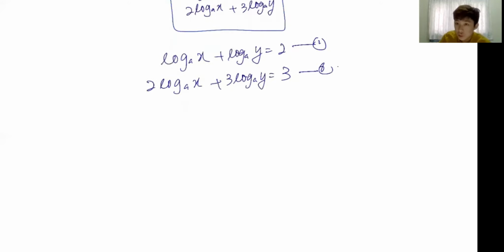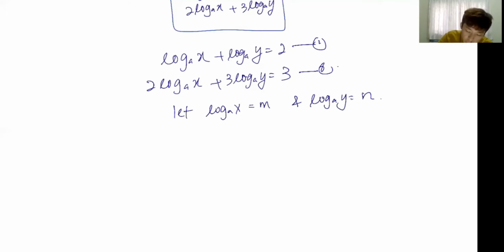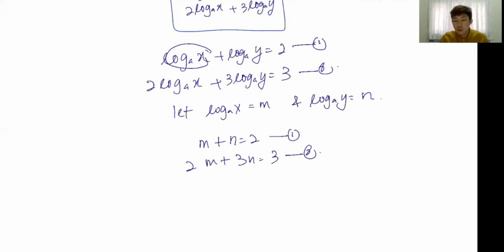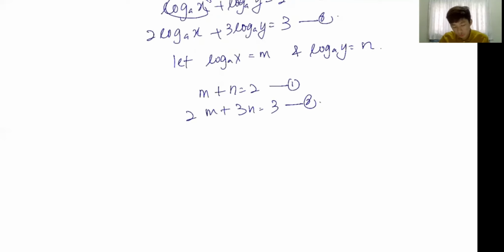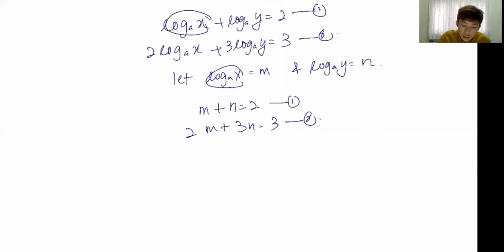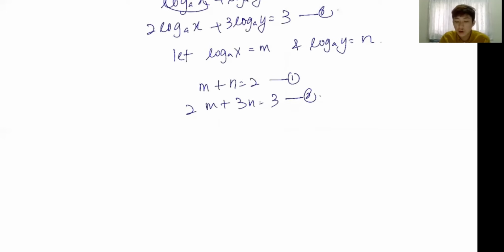This is about solving simultaneous equations. Some people would prefer to let log ax equal m and log ay equal n. Then you substitute. Log ax is m, so I put m plus log ay, which is n, equals 2, equation 1. Then 2 times log ax, which is m, plus 3 times log ay, which is n, equals 3, equation 2. Many people prefer to solve like this. If you prefer to see m and n, you can do this. In fact, I encourage you to do this method so that you see clearly.